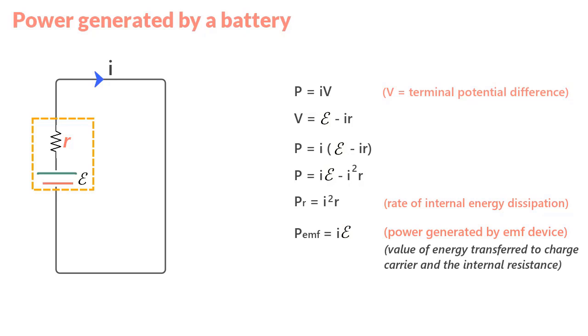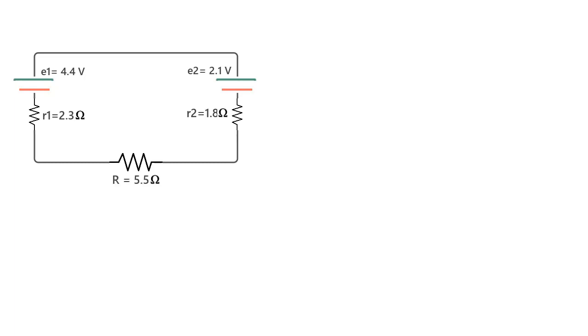So let us now attempt a problem that will help us understand the concepts a lot better. And what we have here is a circuit that has two batteries with internal resistance r1 and r2 respectively, and there is an external resistance capital R as well. And the first question is, what is the current I in this circuit?